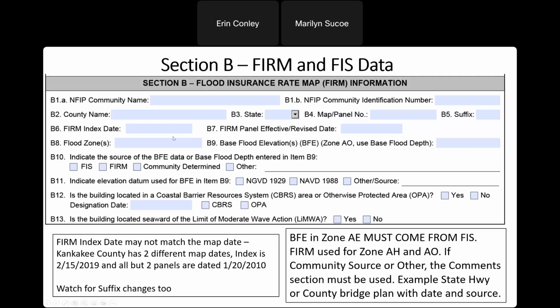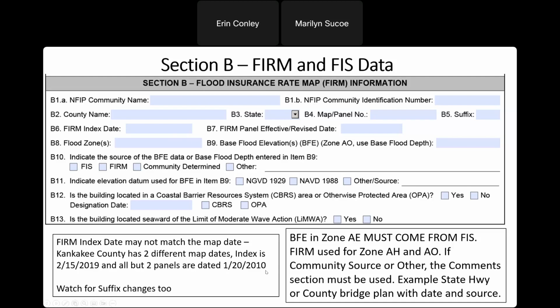Index date will not always match the panel date. And I'm listing here an example for Kankakee County. Almost all of the maps in Kankakee County are dated January 20th, 2010. However, 2 panels were updated in February of 2019. So the index date for the entire county is 2/15/2019, but for the majority of the panels, so B7, that date would be 1/20/2010.